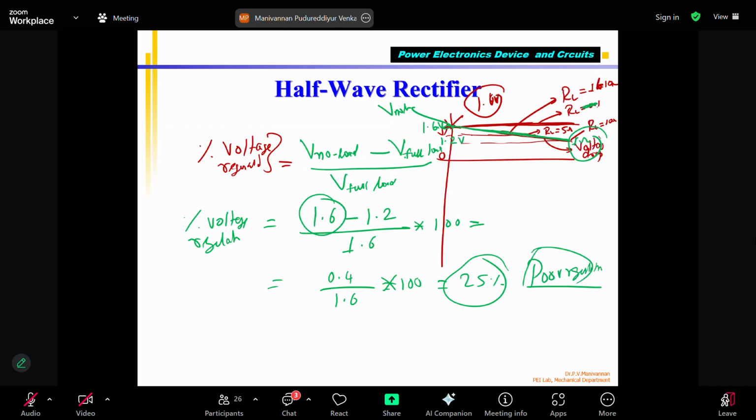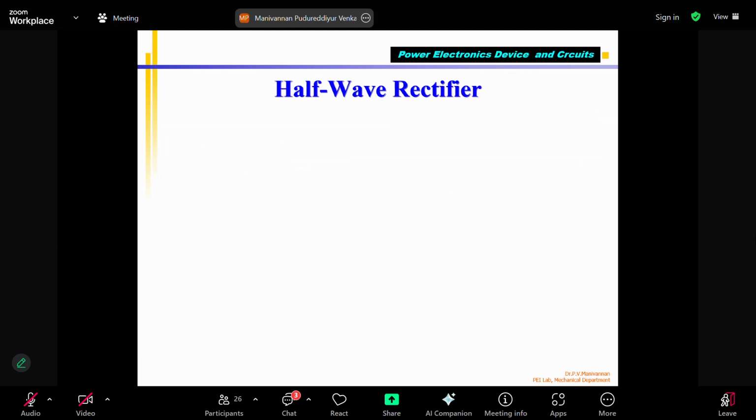Then next thing is what we want to do, ripple factor. Already we talked about this one. Did we talk about ripple factor yesterday? Gamma I talked, correct? No? Rectification ratio we talked, if I am correct. Correct? Previous class, yesterday, we talked about rectification ratio. Yeah, rectification we discussed, sir. Ripple factor I didn't remember.